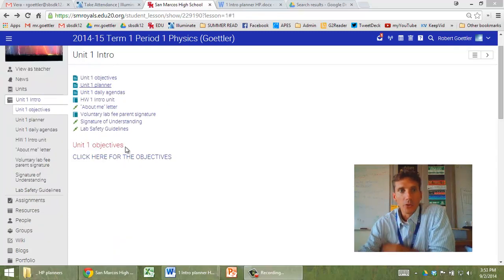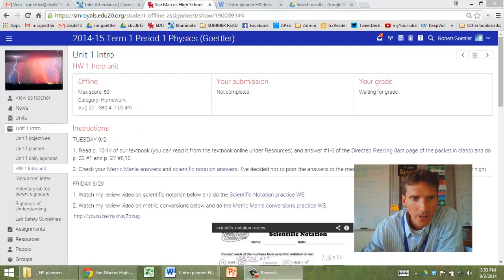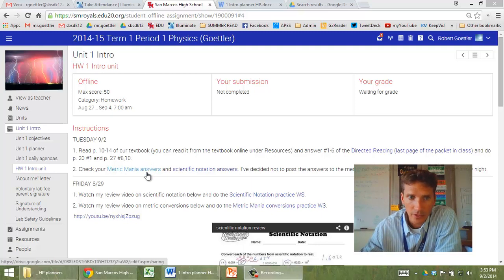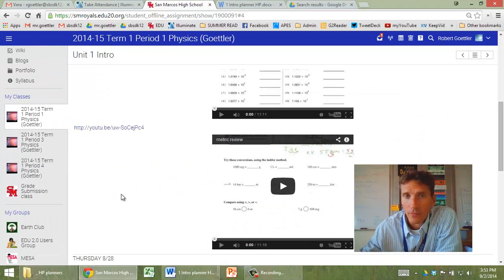You also see the assignments, like Homework 1 Intro Unit, and every night I update that. I add to it, it's kind of like a running tally here. So here you can see the homework that I posted for tonight. Underneath it, you can see the homework that we had for the weekend. And when I have you watch videos that I prepare, or videos that are on YouTube, I will embed them within this space in EDU.